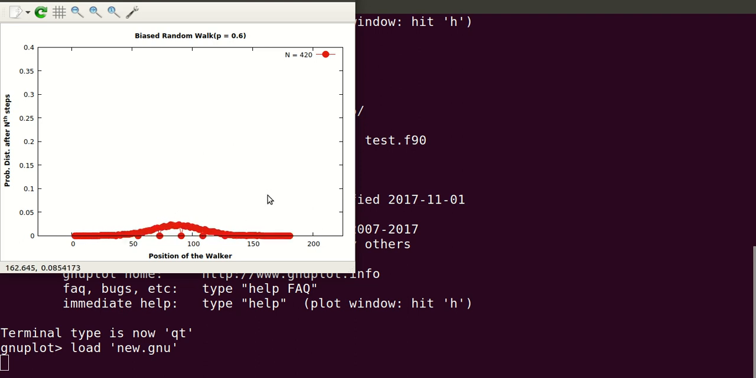So this is the biasing condition, and here also I have plotted the probability distribution after n steps and the position of the worker, and n is the total number of steps. As the steps increase, we can see the Gaussian width increases as n increases, and it is also propagating along the biasing direction. P is 0.6, which is the probability of going to the right side. So that is the biasing case of the random walk.